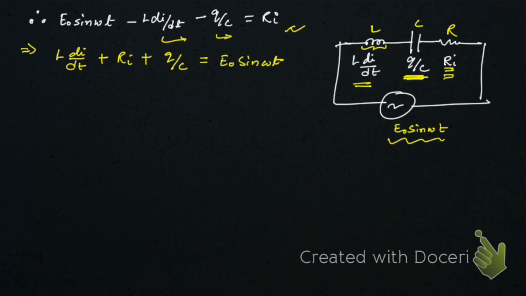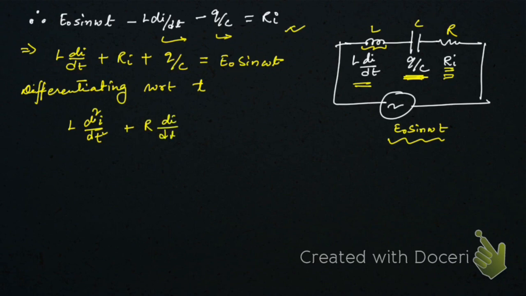If you differentiate it again with respect to t, we get L times the second order derivative of I with respect to t, plus R di by dt, plus 1 by C dq by dt, is equal to E naught omega cos omega t.